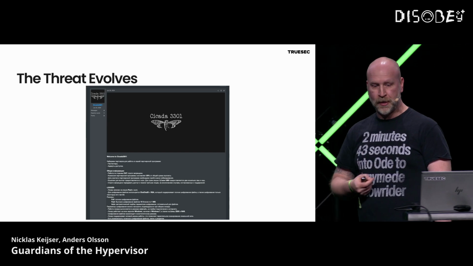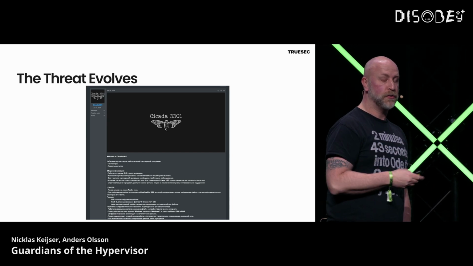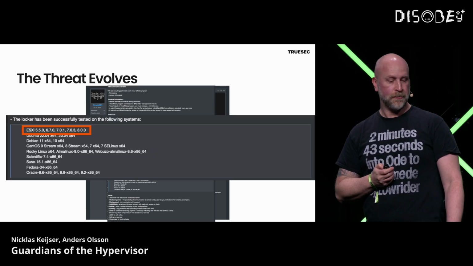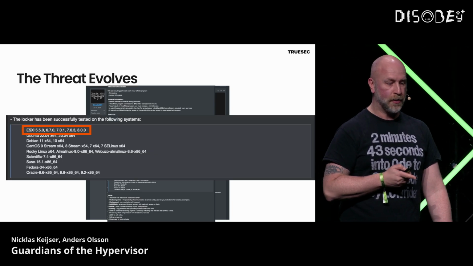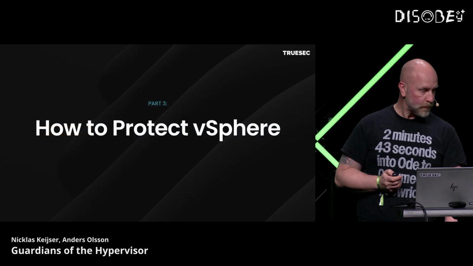This is a quite recent new ransomware actor, and this is their post for trying to recruit associates. And if you look closely, their ransomware also can be used on ESXi. So how do we protect?